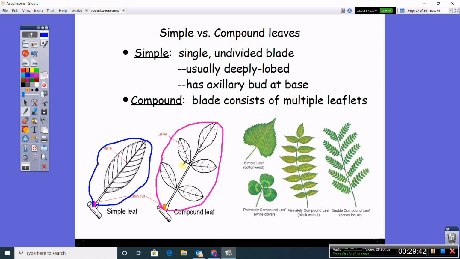Notice there's no axillary buds in here. That means this entire thing is a compound leaf. So you see some other examples of simple and compound leaves. So a clover is a palmately compound leaf. It means it kind of fans out like when you fan out your fingers on your hand.